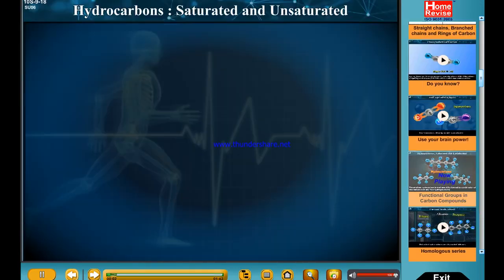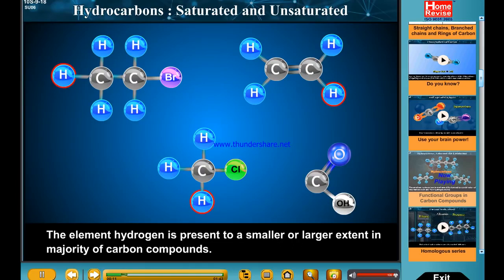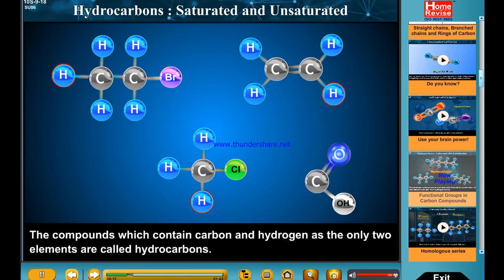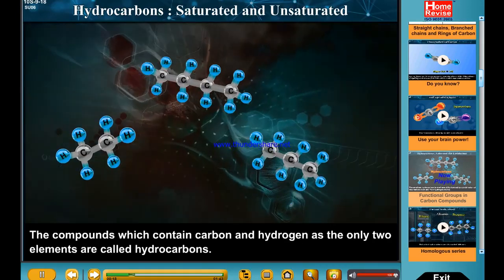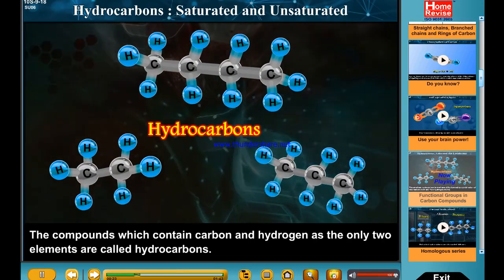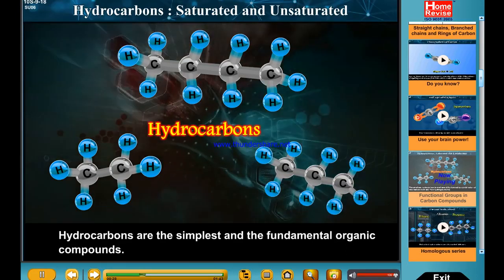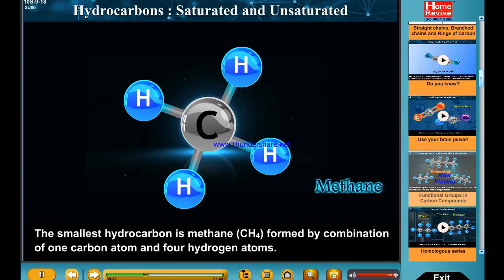Hydrocarbons, saturated and unsaturated. Carbon compounds contain many elements. The element hydrogen is present to a smaller or larger extent in the majority of carbon compounds. The compounds which contain carbon and hydrogen as the only two elements are called hydrocarbons. Hydrocarbons are the simplest and the fundamental organic compounds. The smallest hydrocarbon is methane, CH4, formed by combination of one carbon atom and 4 hydrogen atoms.